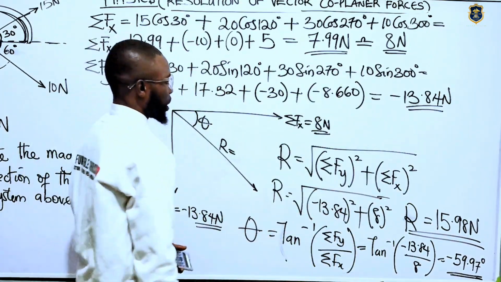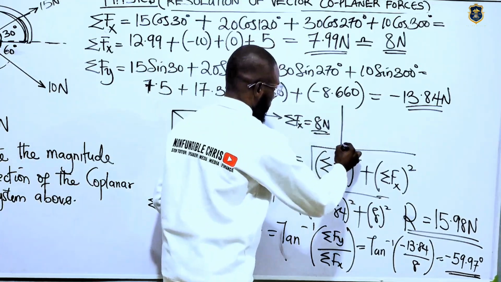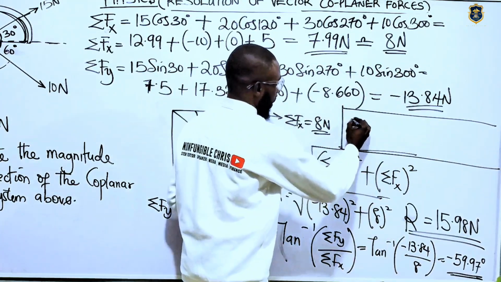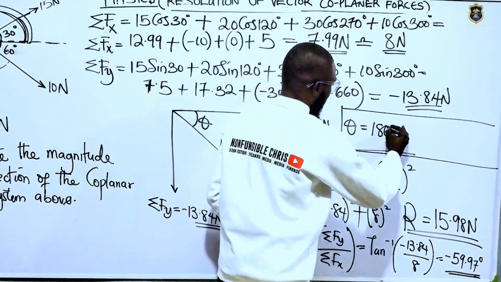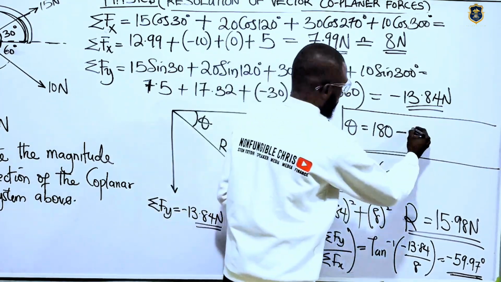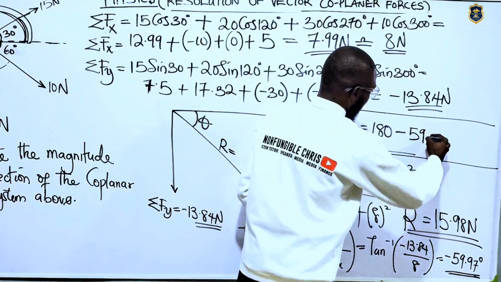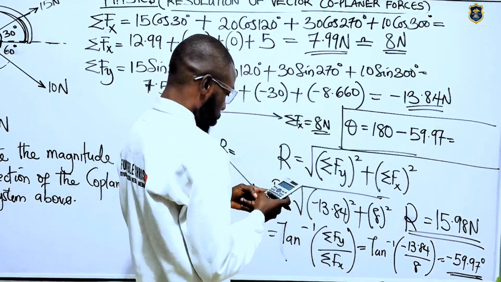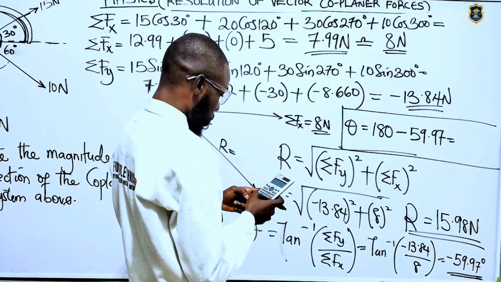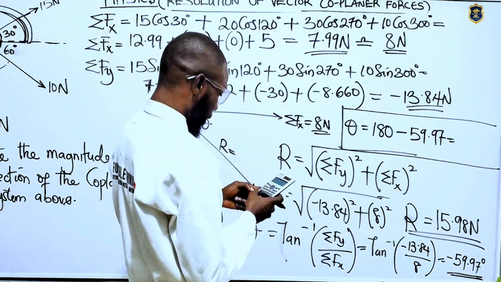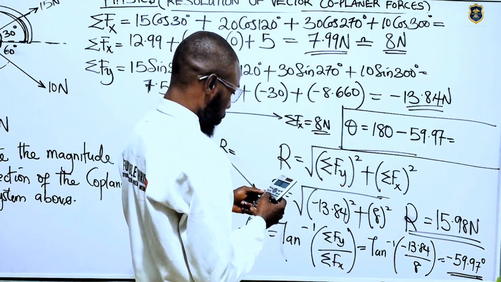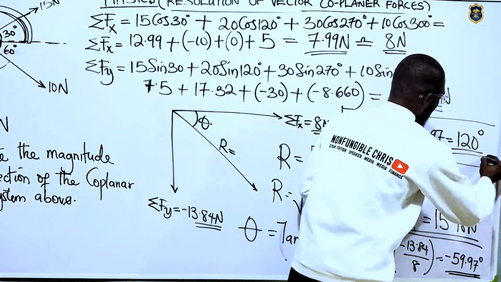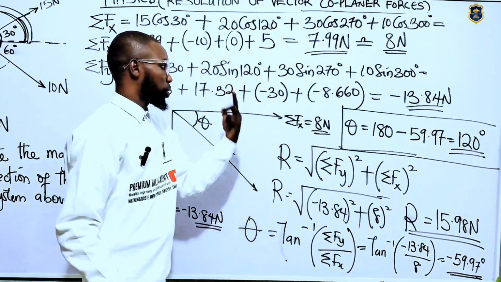What that simply means is that this is not the original answer for our theta. When you have minus like this, our theta is simply 180 minus what we have there, minus 59.97. So 180 minus 59.97 is going to be what? 120.03, approximately 120 degrees.